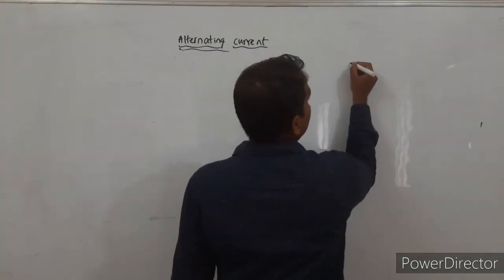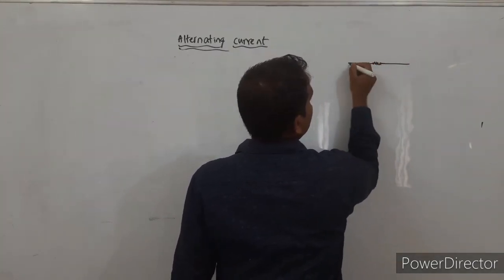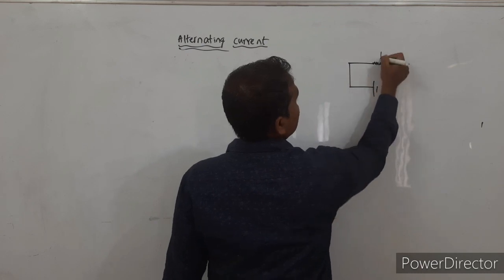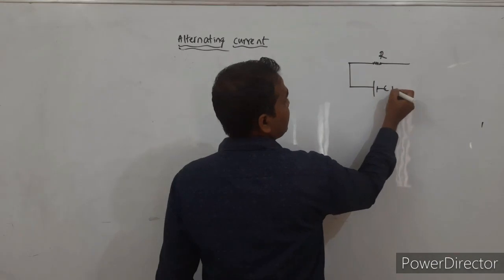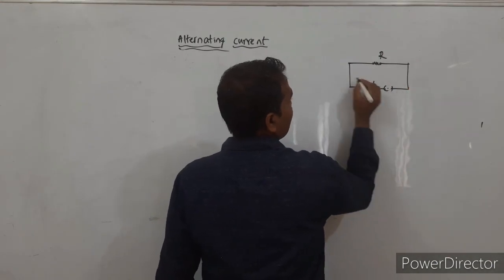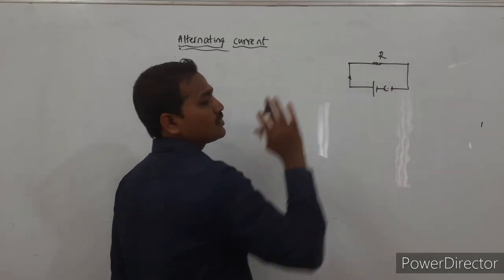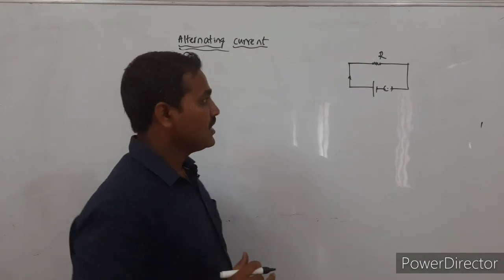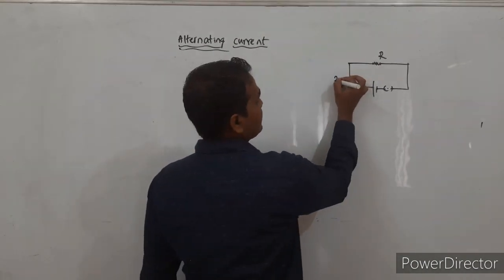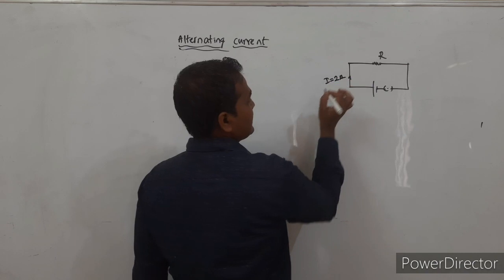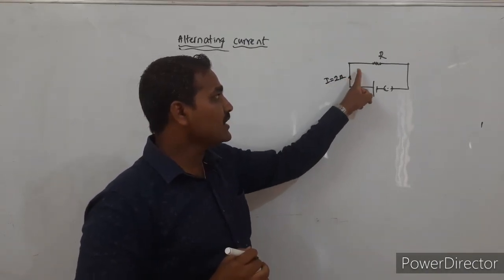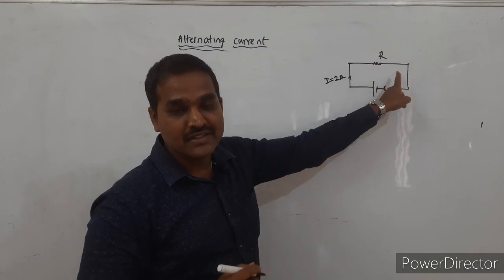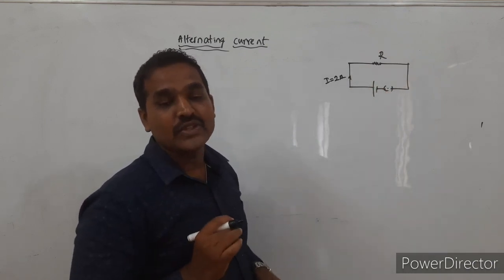See here, if I consider a DC circuit like this, let us consider a component, that is a resistor. When the resistor is connected to a battery or a cell, current starts flowing through the resistor. Let us consider that the current is somewhere around 2 amperes, so I is equal to 2 amperes. The magnitude of the current passing through the resistance remains constant with time.